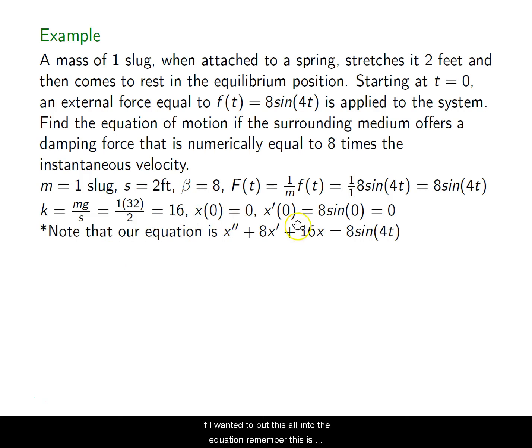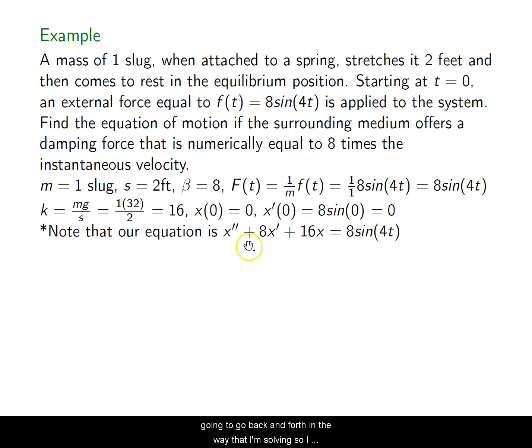So if I wanted to put this all into an equation, remember this is beta over m, not beta over 2. M is 1, so that's just 8. This is k over m. K is 16, m is just 1. This is my function divided by m. Again, m is just 1. So this is very nice. I have a very standard non-homogeneous equation that I can solve.